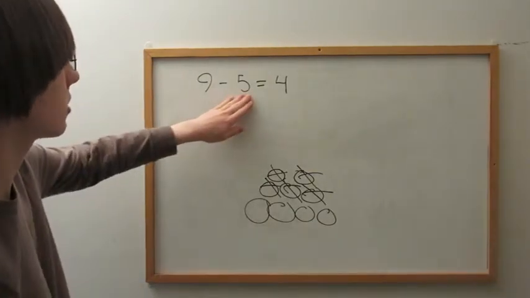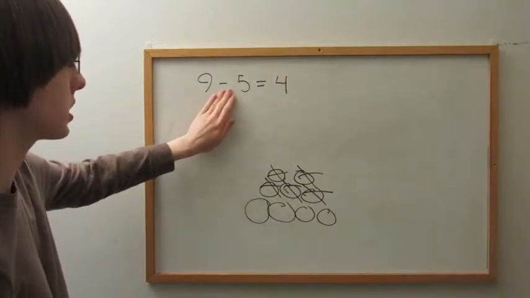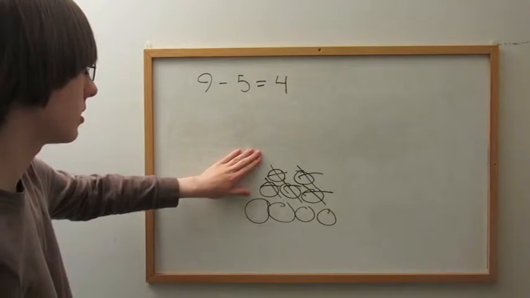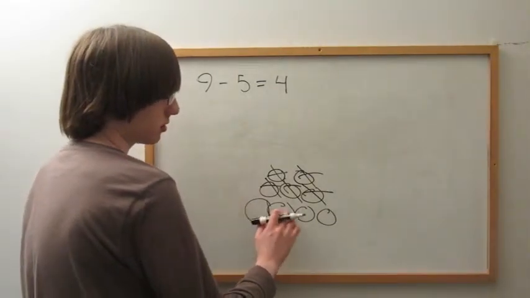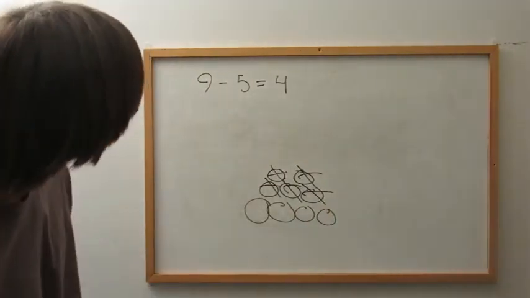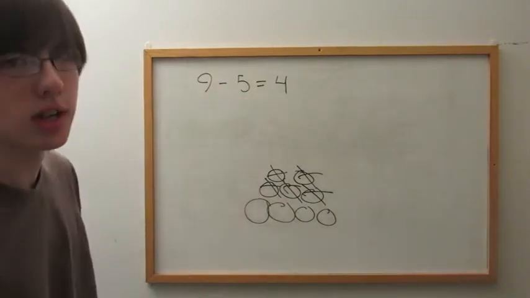And again, this is the quantifier, meaning that that's saying how many we're taking away. We're taking away 5. So that means now you count how many you have. 1, 2, 3, 4. That is how you do subtraction.